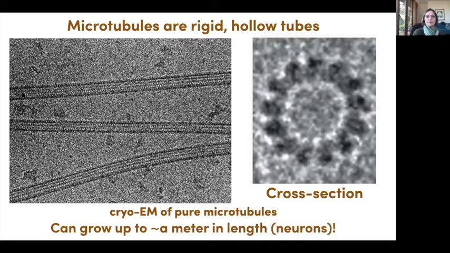These are very rigid structures. They have the rigidity of plexiglass. A single microtubule, although it's only 25 nanometers wide, can grow extremely long, and they tend to be quite straight. You can see them bending a little bit here.